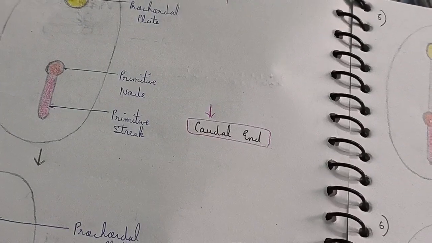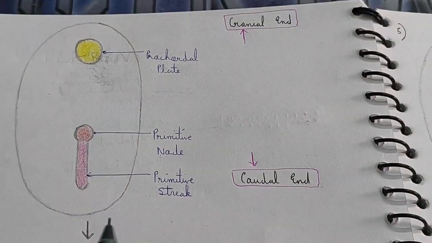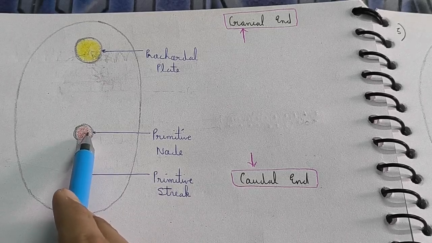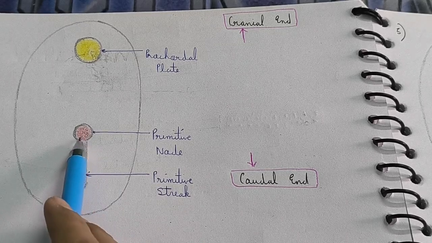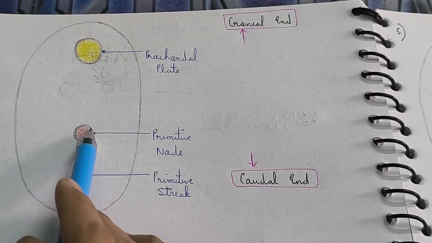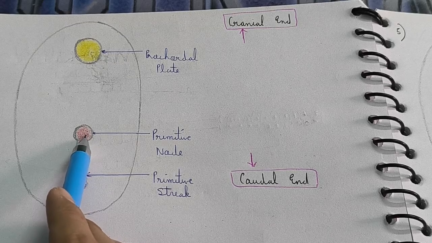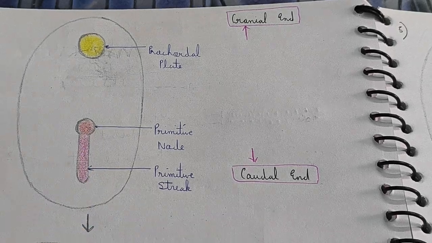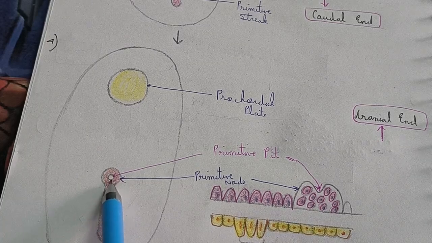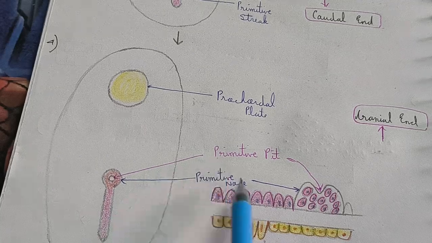Now in the primitive streak, the cranial end becomes thickened and enlarges to form an elevated structure, and that elevated structure is known as the primitive node. At the center of the primitive node a cavity is formed, and that cavity is known as the primitive pit.